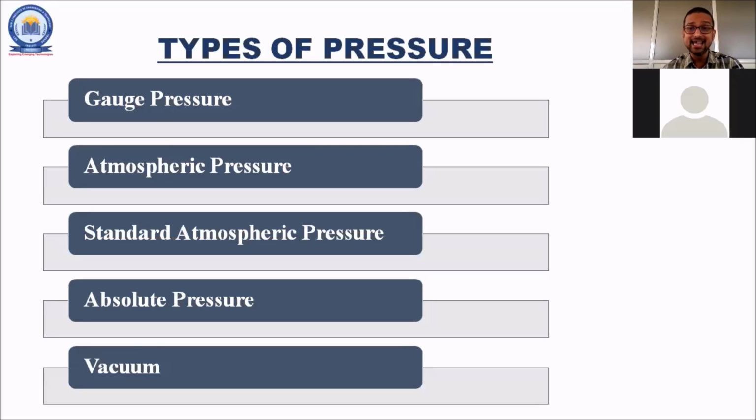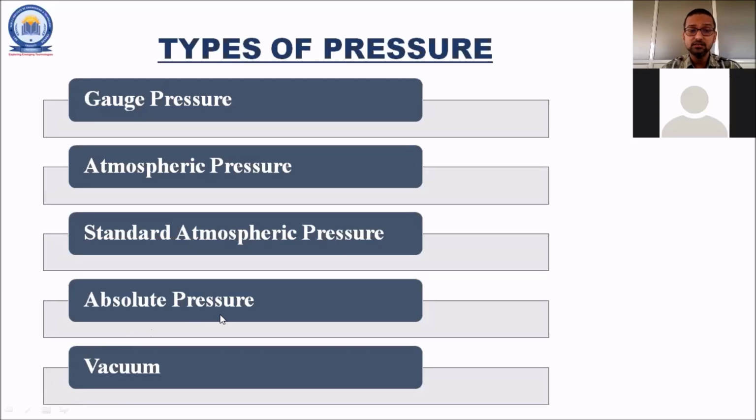Proceeding further with the next type, that is the atmospheric pressure. The name justifies the definition. The pressure which is exerted by the atmospheric air, that is known as the atmospheric pressure. Next comes the standard atmospheric pressure. It is the atmospheric pressure which is influenced by the atmospheric conditions on the Earth's surface at the mean sea level. For calculating the standard atmospheric pressure, we are using the mercury column. I hope you have heard previously that for pressure we are using the unit 760 mm of mercury, or in simple terms 760 mm of Hg. That was considered as the standard atmospheric pressure.